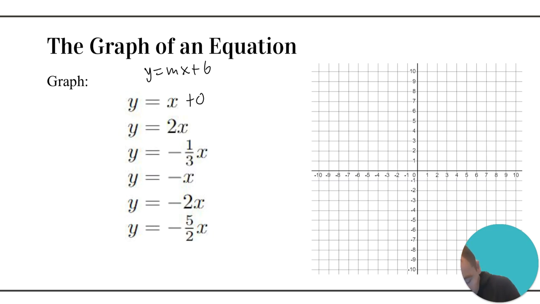Which means that when you start your line, you're going to start every single line on the y-axis at 0, which means all of these lines are going to cross through the origin, okay? So with the very first line, because there's a 1 in front of x, you would just need to draw a line that has a slope of 1.